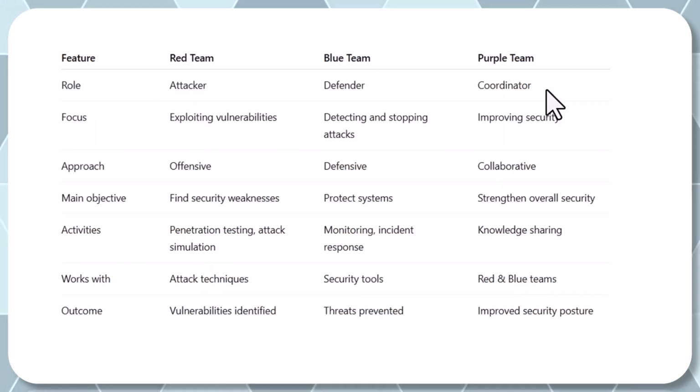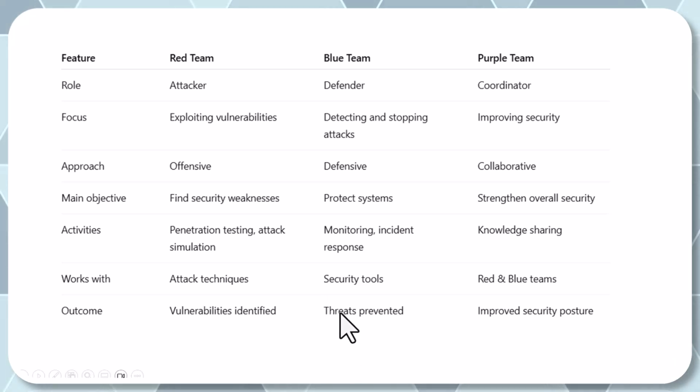Similarly, we have three teams. The first team is your red team, another team is your blue team, and the third team is your purple team. The red team is the attacker. They are offensive. They will find security weaknesses. They will do penetration testing and attack simulation. This needs downtime. Why? Because the red team wants to attack some internal resources or test resources. If it is test resources, then good. If you want to test internal resources, then you need downtime.